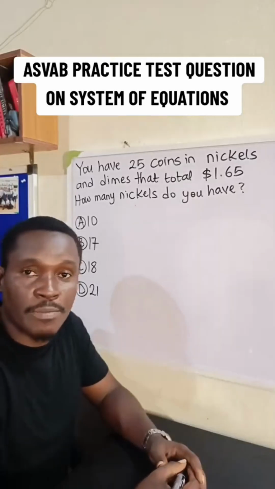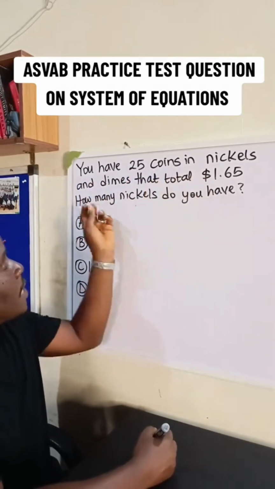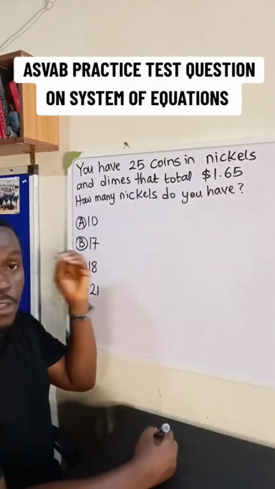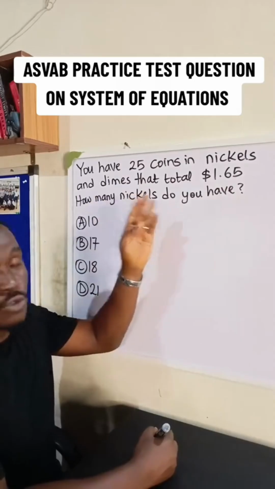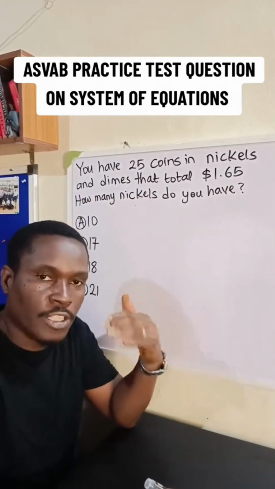Right, guys, let's look at this ASVAB practice question that we have here. We are told that you have 25 coins in nickels and dimes that totals $1.65. The question is, how many nickels do you have? So this is a very simple question. I would like to picture what is going on.